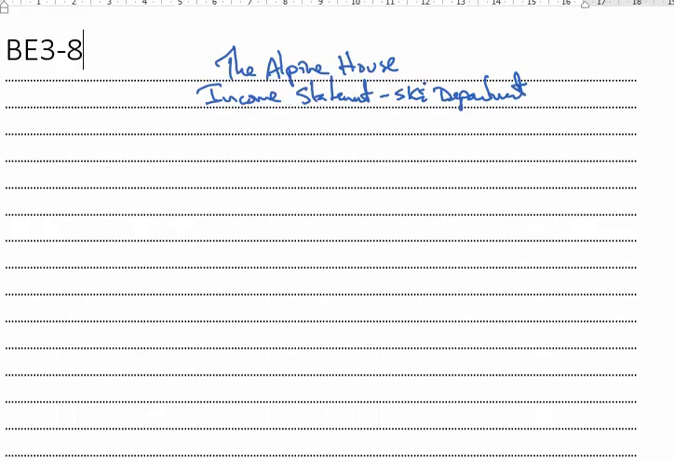Okay, so going back and looking at our format, how we did this previously, we've got the Alpine House income statement. This is for the ski department, and for the quarter ended March 31st.